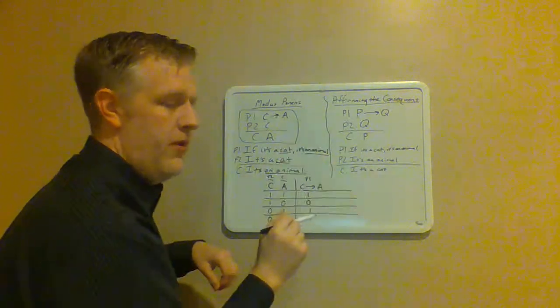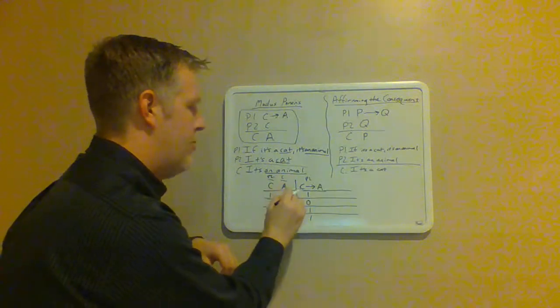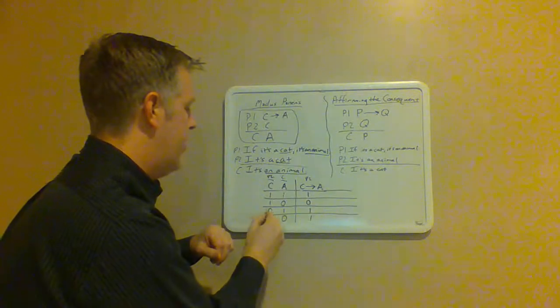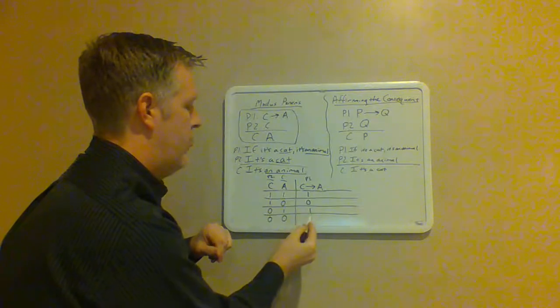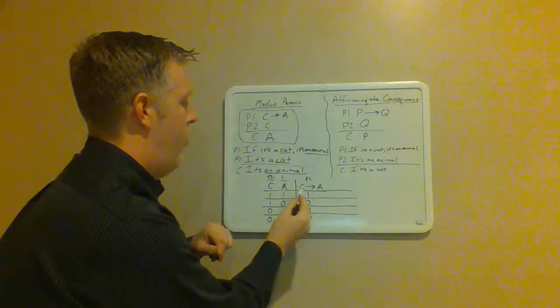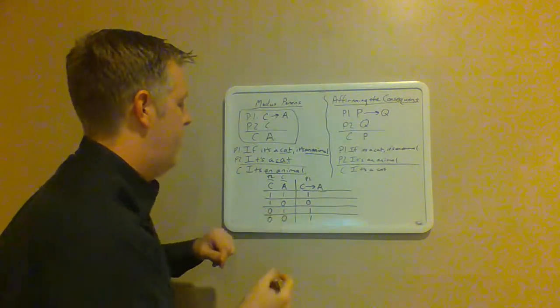Okay, and then the third and fourth rows, anytime that antecedent's false, we can't say that that conditional is false, right? Because to say that it's false, the antecedent has to be true, and then the consequent has to be false. So anytime the antecedent is false, we already know right off the bat that the conditional is going to be true. Okay, so true, true there. So we only had one row where the conditional turned out to be false, and that was when C was true and A was false.